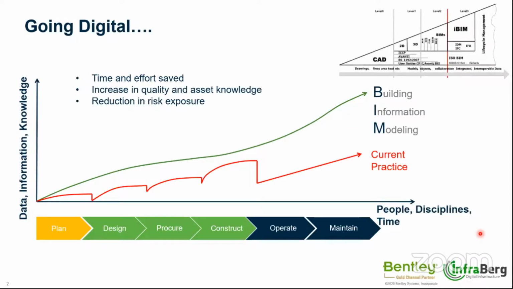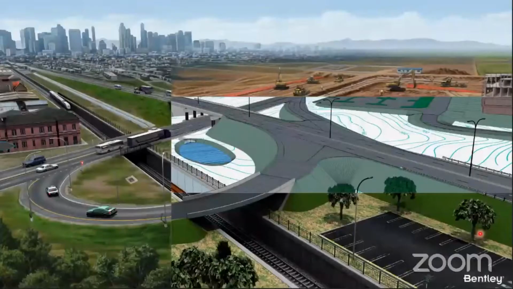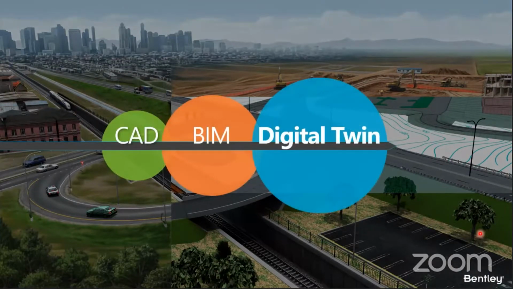This is how we try to design OpenRoads to meet these digital workflows. If we look at this simple picture, usually in the past it started from the CAD. Then we talked about BIM, and as we said, Bentley and Bentley solutions are going a little bit further. We call it digital twin, and a lot of companies use this term for developing their software in that direction.